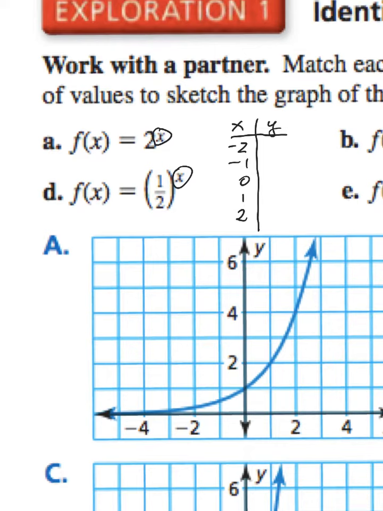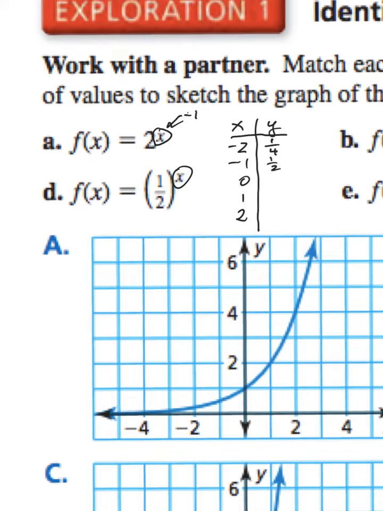If I have 2 to the -2, if I put a -2 here, remember that negative is going to flip it, and then it's going to square it. So take a moment and see if you can convince yourself that that's going to be 1/4. Now I plug in -1 for x, and I'm going to get just 1/2.